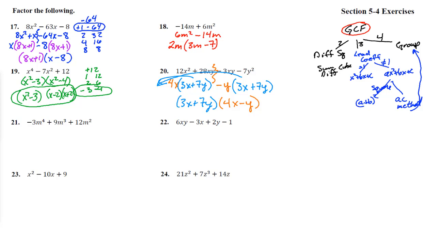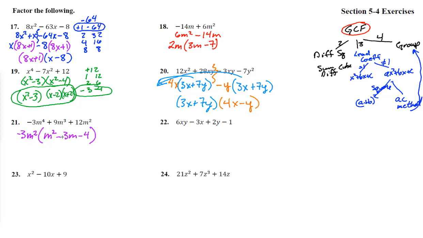Okay, number 21. Negative 3m to the fourth plus 9m cubed plus 12m squared. It looks like a 3 in everything, and certainly we can take out the negative. We'll make it nice. How many m's could we take out? This one has a maximum of 2. So we're left with m squared minus 3m minus 4. All right, so we pulled out the greatest common factor.